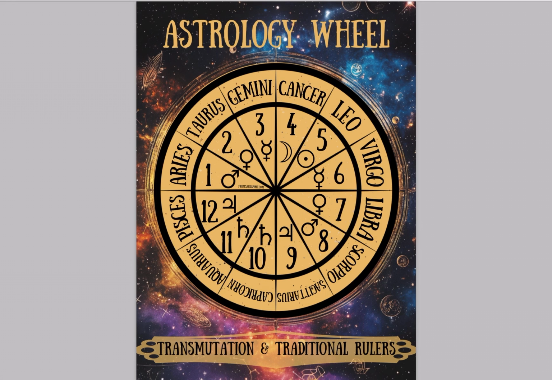So right here you can see I have Aries, Taurus, Gemini, Cancer, Leo, and Virgo on the top half of the chart, and Libra, Scorpio, Sagittarius, Capricorn, Aquarius, and Pisces on the bottom half of the chart. This is intuitive. This is how we would naturally read it.